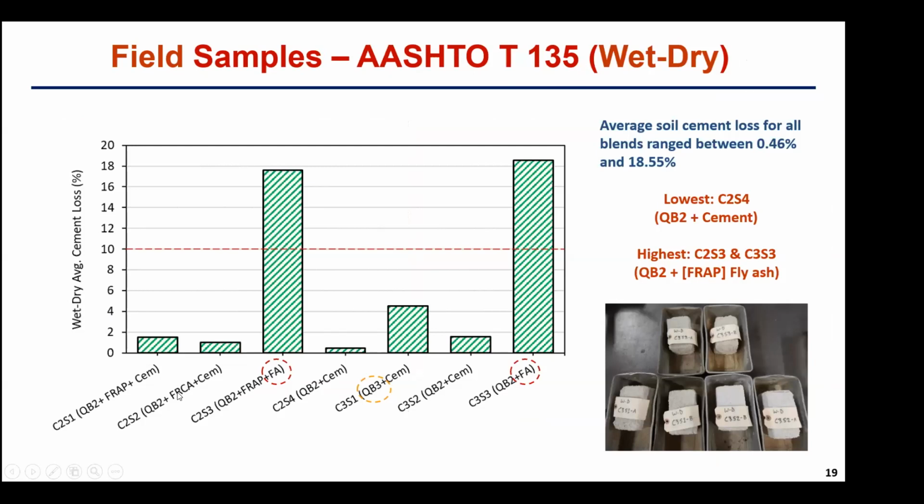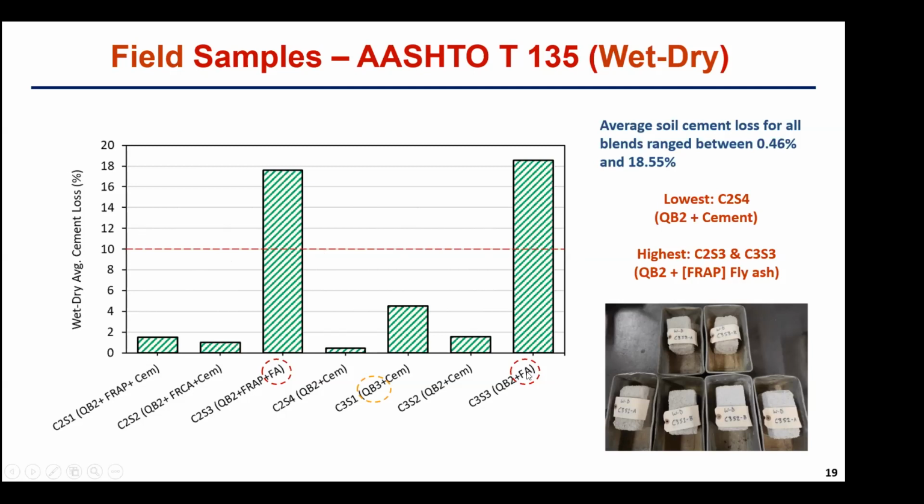What was interesting here in the field samples, and how they were different from the lab samples, is that if you look at the different material combinations, fly ash samples had almost 18 to 20% soil cement loss after 12 cycles, which was different from what we saw for the lab samples, where all the samples for wet-dry durability had less than the 10% threshold loss of materials.